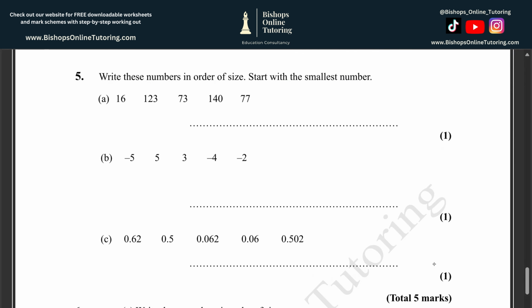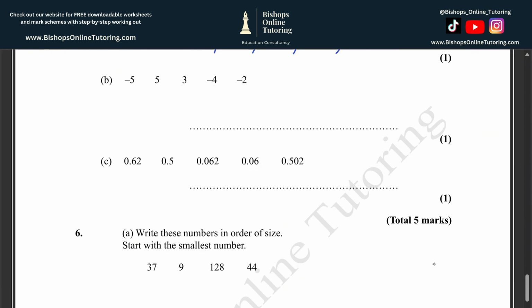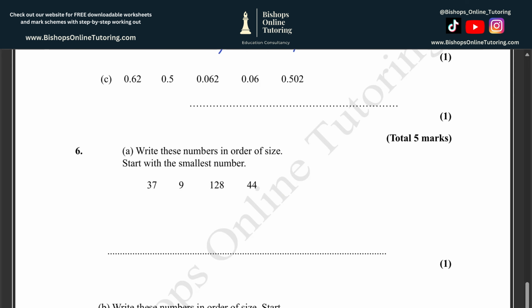Same story over here, we're writing these numbers in order of smallest to largest. So we can see that 16 is our smallest number, then 73, then 77, then 123, and then 140. Our smallest number over here is going to be minus 5, then minus 4, then minus 2, then 3, and then 5. Okay, let's write these numbers out in that column method.